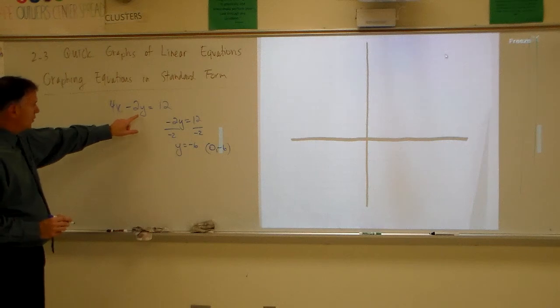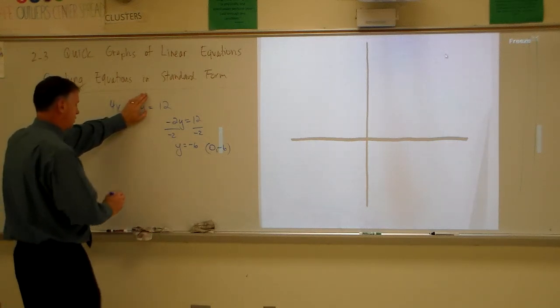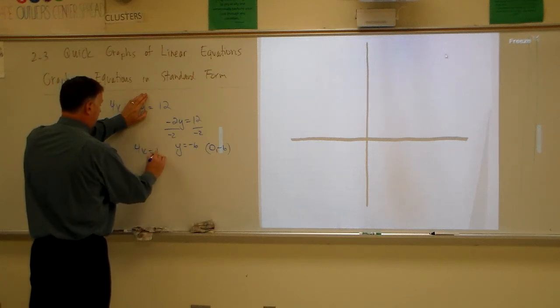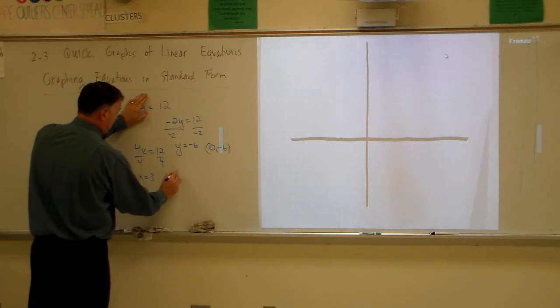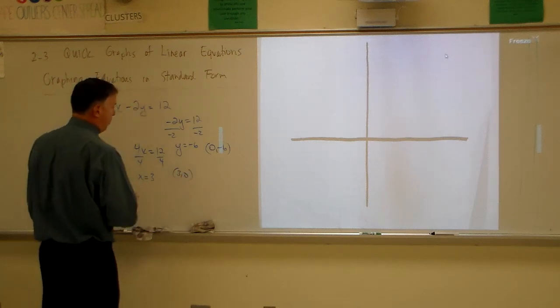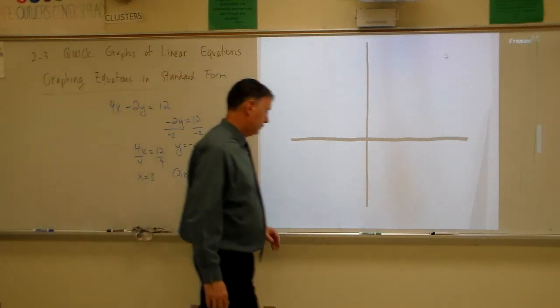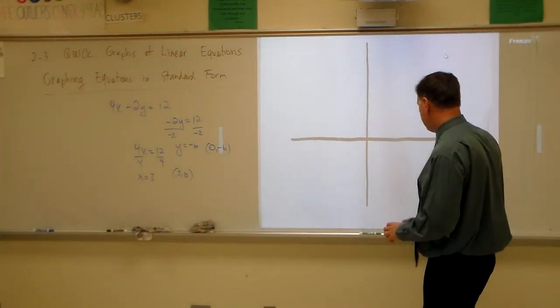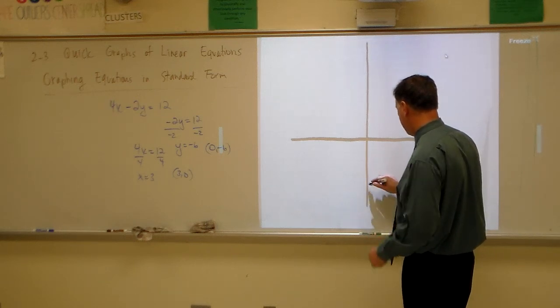And then when I plug a 0 in for y, that makes that term go to 0. So I get 4x equals 12, and I divide by 4 and divide by 4, and x equals 3. So 3, 0 is another point. So I go to the graph. 0, negative 6, 1, 2, 3, 4, 5, 6 is down there.